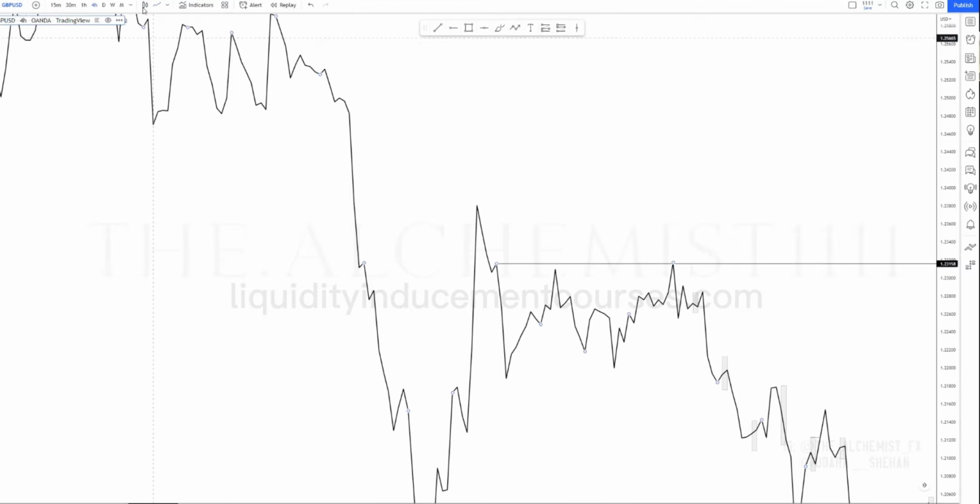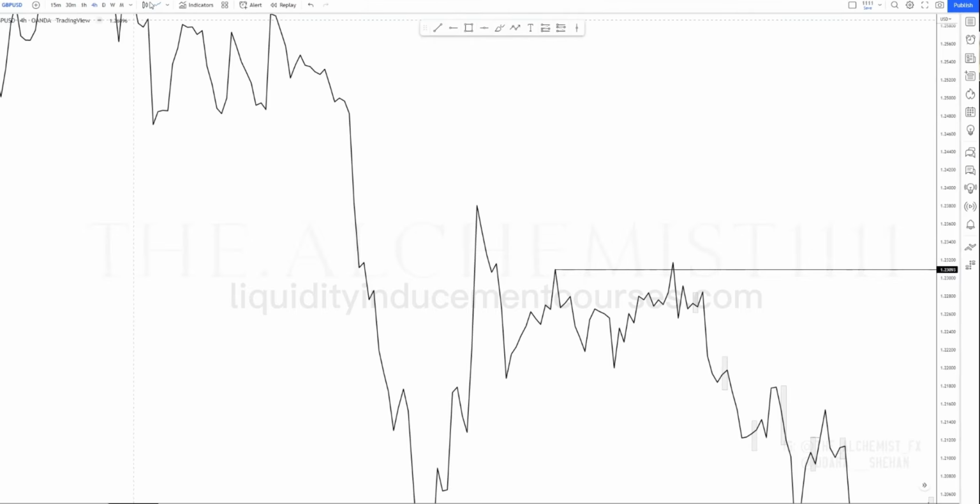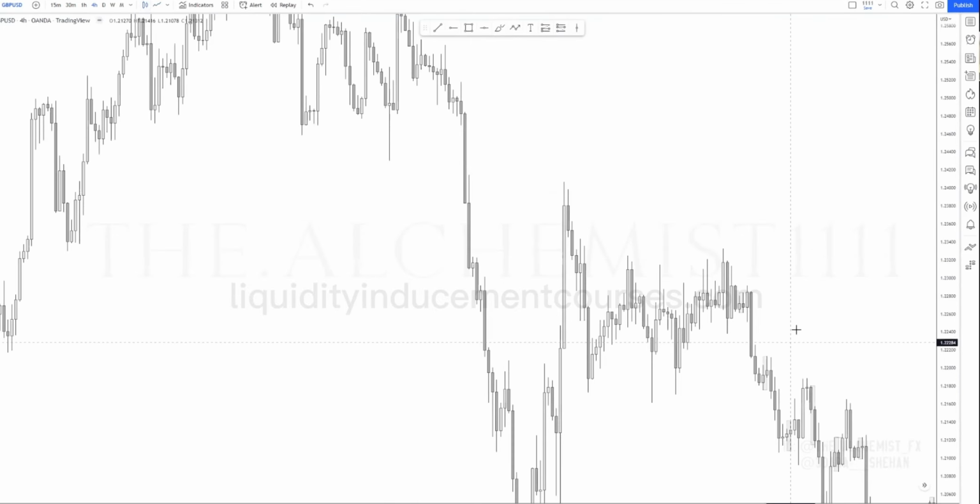So look at this. Where did this tap into? Resistance. Dropped. Where did this one tap into? Resistance. Can you see that? So it keeps on happening. Because I can't make these things up, right? Even if you go to your chart, you'll see the same thing.